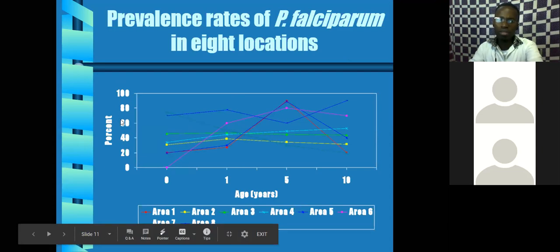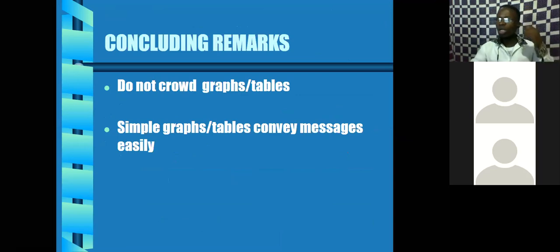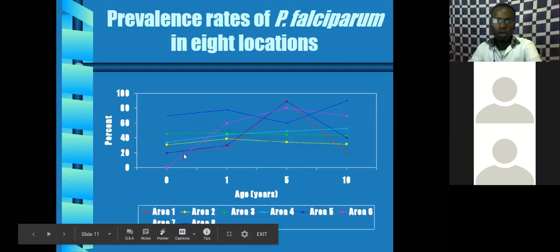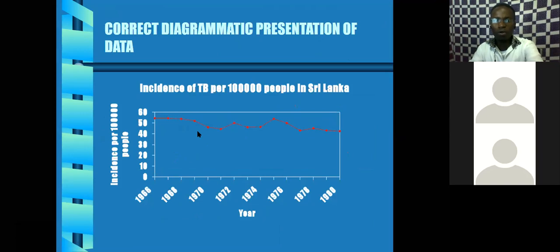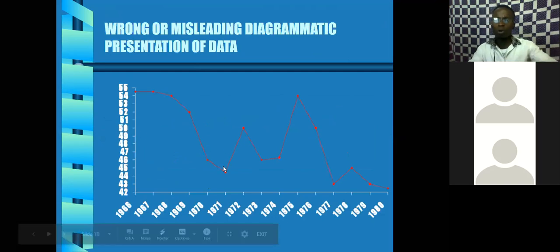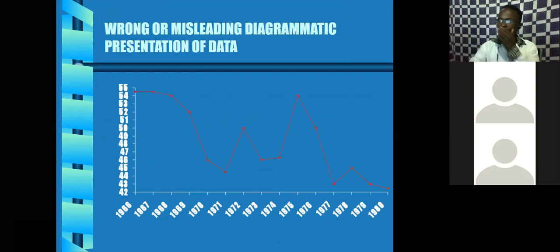Then here it's in percentages. So make sure that you always have the measurement units. Then make sure that there's a proper scale. What made a difference between the first graph and the second graph is that the first graph, which is correct, has a proper scale, from 0 to 10, 10 to 20, and so on. But in this case, there's no proper scale. So always ensure that there's a proper scale.